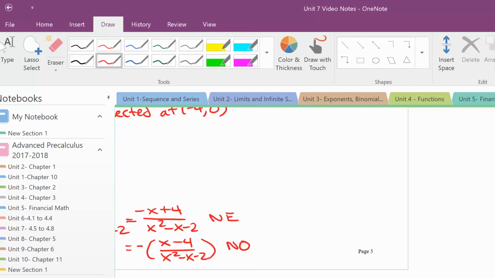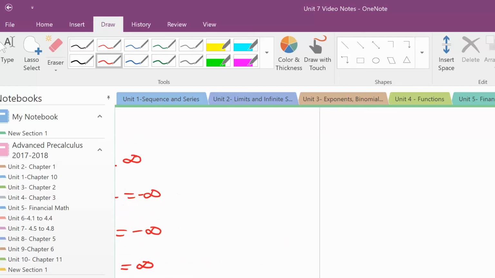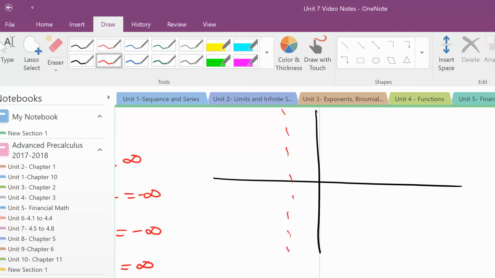All right, so now we graph over here. So we have vertical asymptotes at -2 and at 1. We have a horizontal asymptote at y equals 0. We have the x-intercept at -4, 0. We have a hole at 0, -2.